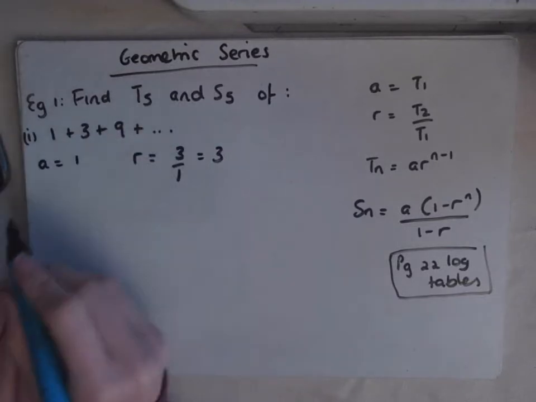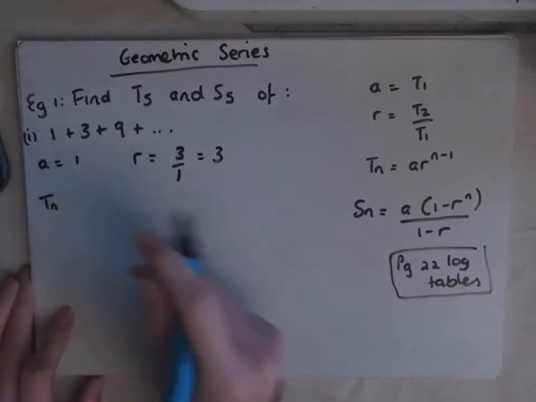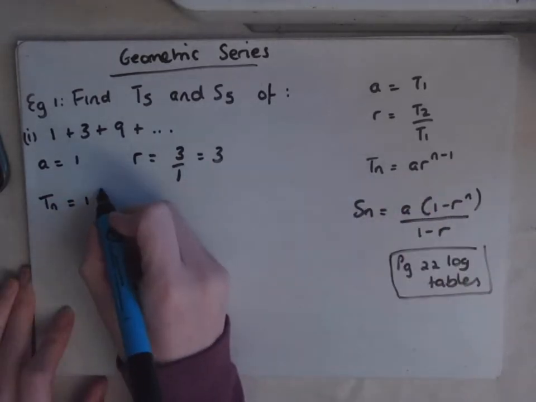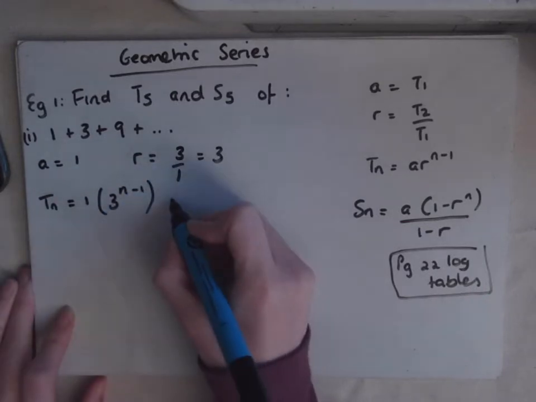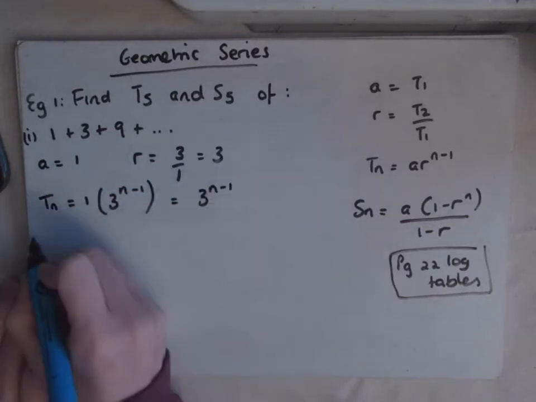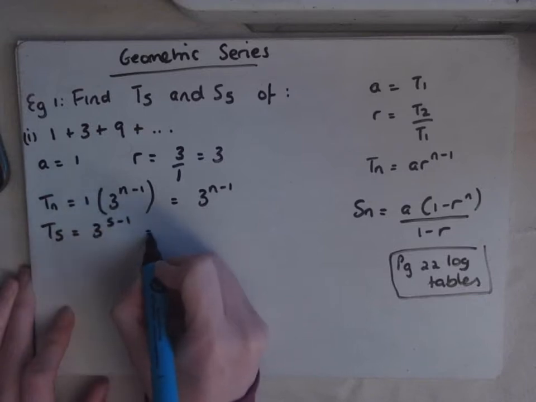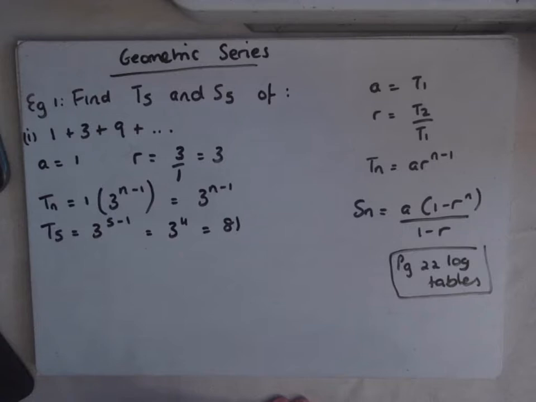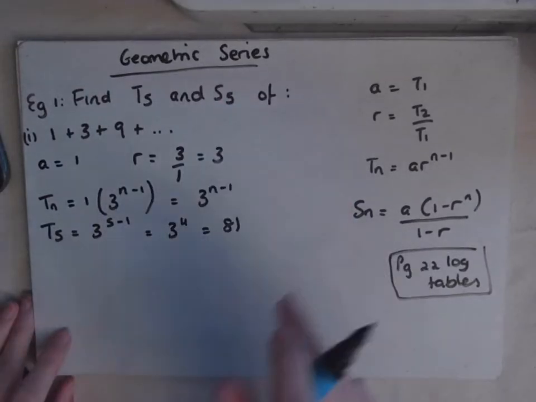Now to get T5 I'd need to find Tn first. So Tn is a r to the power of n minus 1, which is just 3 to the power of n minus 1, and T5 then happens when I fill in 5. So that's 3 to the power of 4, which is 81. Okay, that's T5. Now to find S5, I'm just going to use this formula here.